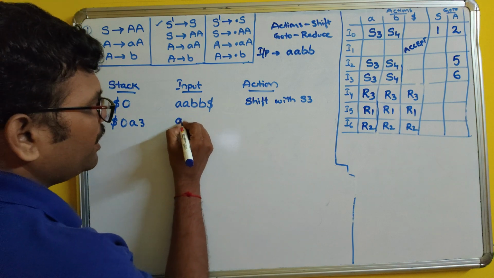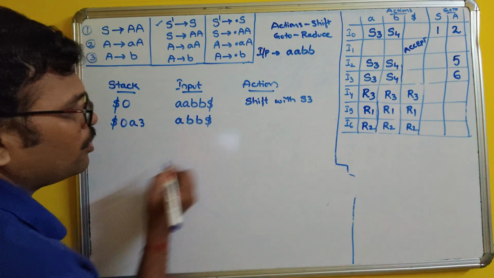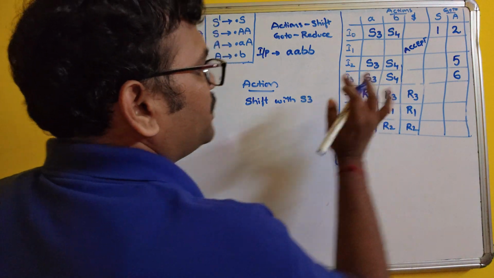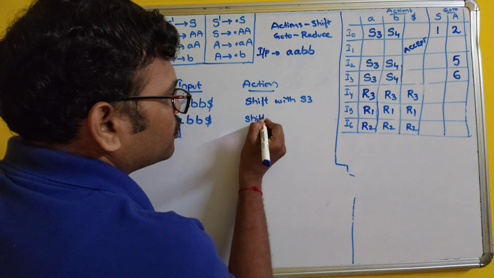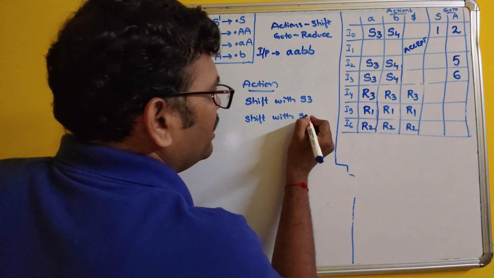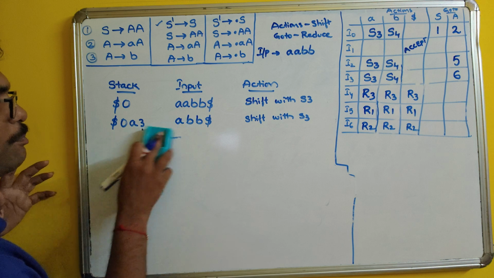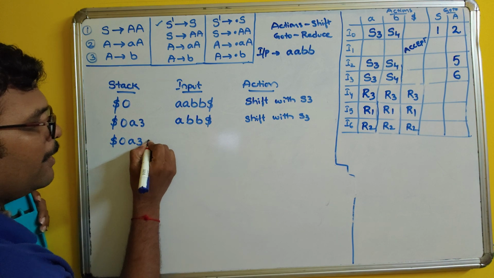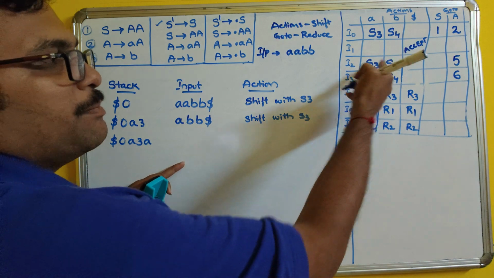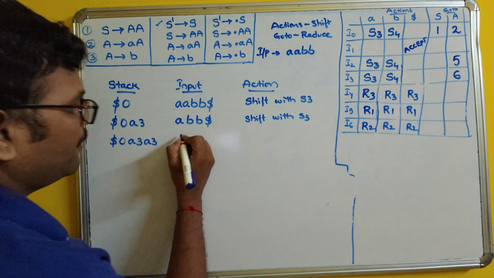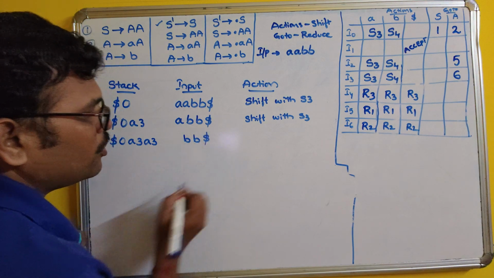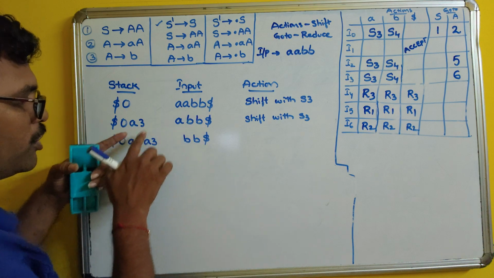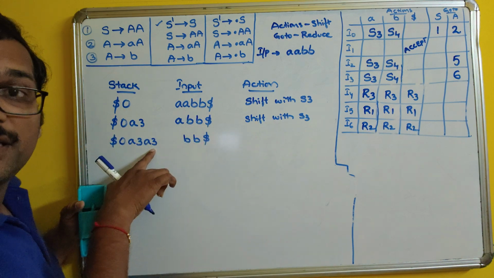So now the input will be A, B, B, dollar. Now again you can check with 3 and A. State 3 with A, shift 3. Again the same thing will be done. Shift with S3. So first we have to push A into the stack. So $0, A, 3, again A, and again the symbol is 3. So again we give 3 here, and the input will be B, B, dollar. Okay, hope you understood. Again shift with S3. So A will be pushed into the stack and 3 will be placed here.